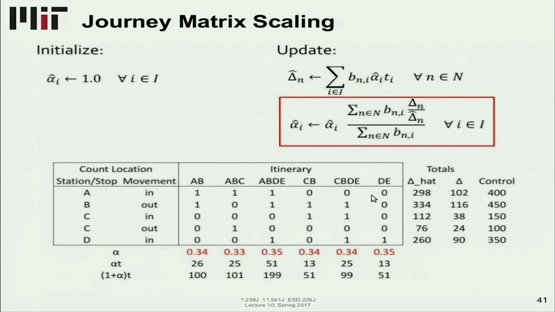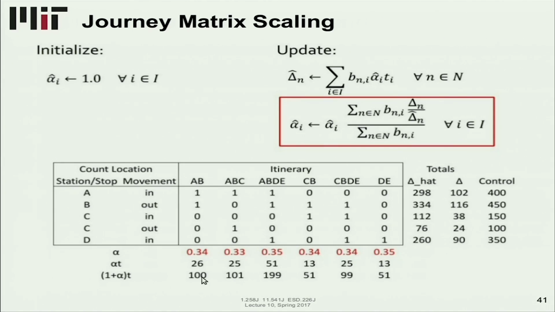We update alphas by looking at essentially the average scaling factor required across these control deltas that apply to each itinerary. Not all of them apply to each itinerary, right? So for itinerary AB, you would take the average required adjustment factor across all the deltas that apply to AB, which are only the first 2. You wouldn't include the last 3 because they don't touch AB. So you calculate the average and you adjust the alphas.